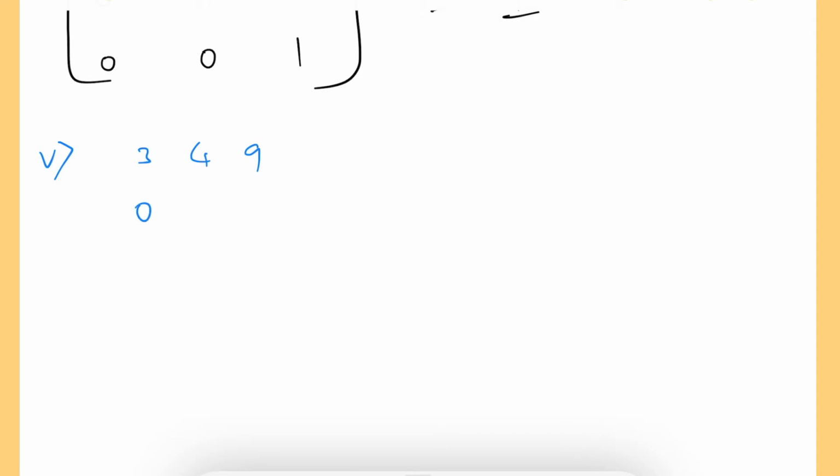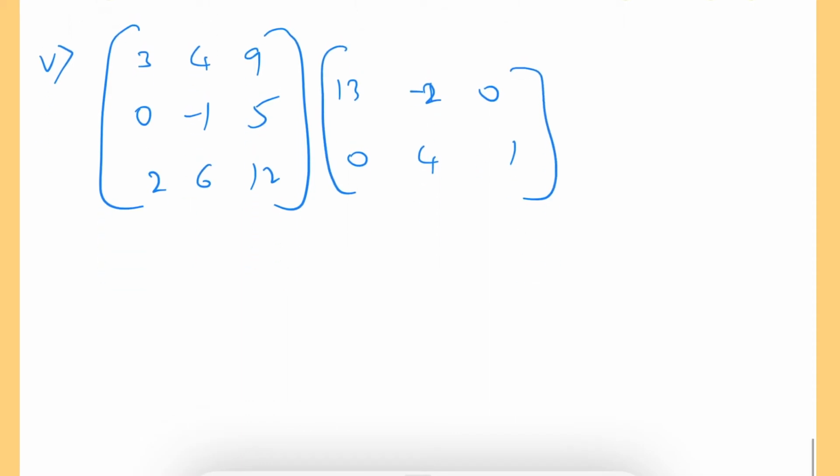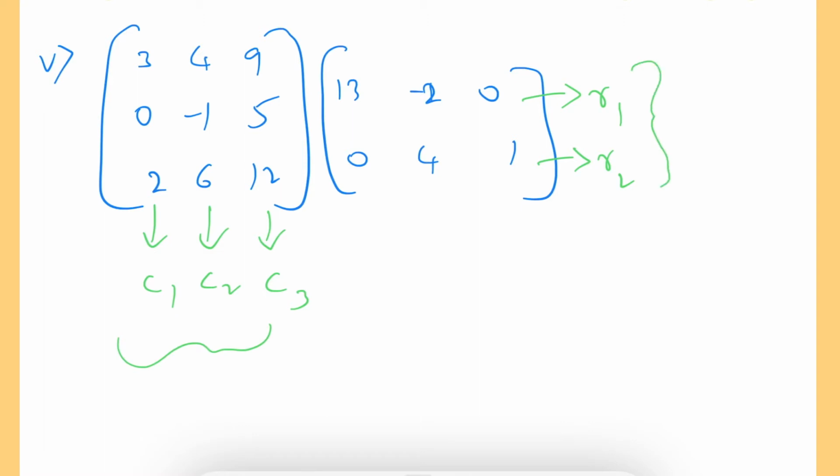Okay, next let's move to the fifth question. 3 4 9 0 minus 1 5 2 6 12 into 13 minus 2 0 0 4 1. Okay, first we need to check columns and rows. In the first matrix, 3 columns are there. In the second matrix, only 2 rows are there. Here the number of columns does not match the number of rows. So the multiplication is not possible for the given matrices.